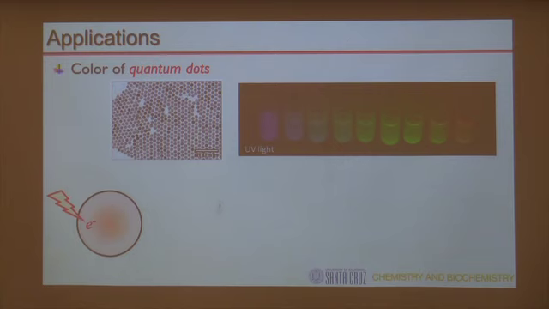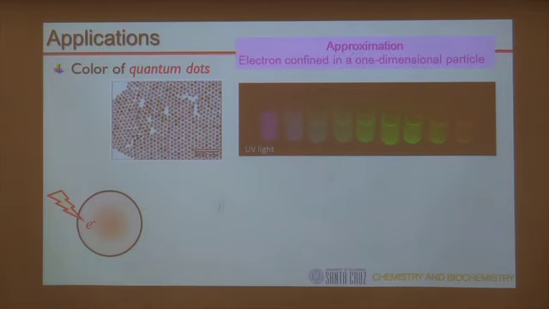So based on this picture, we can make an approximation for this model that the electron is confined. This electron is confined within the quantum dot in a one-dimensional particle. You can imagine the quantum dot as a box, and the particle is the electron that is moving inside. Okay, so this is the approximation anyway. It's not quite accurate, but it's an approximation here. So we call this an electron in a round box, a spherical box.